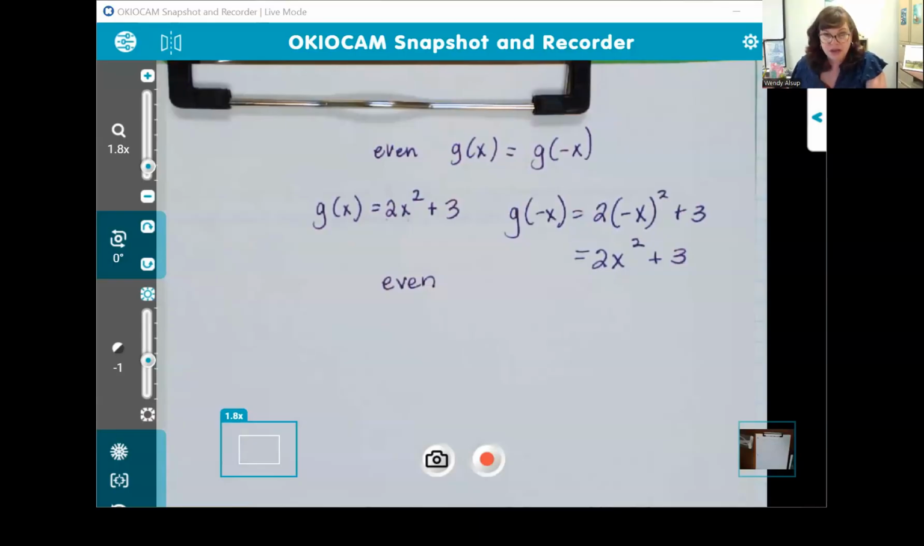All righty. So that's even and odd. Our keyword for today is symmetry, because even and odd have to do with symmetry. Even is symmetric across the y-axis, and odd is symmetric, kind of catty-corner, across the origin.